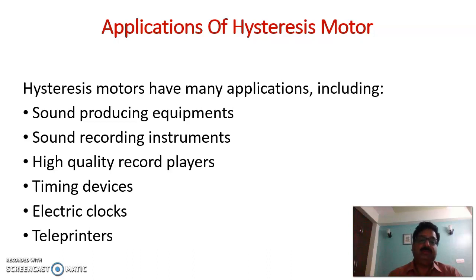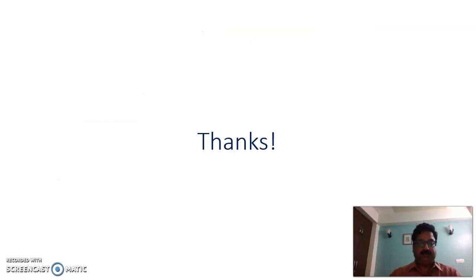This machine is also utilized in timing devices. Timing devices are another application of this hysteresis motor. It is also utilized in electric clocks. We can also see that hysteresis motors are used in trolley printers. These are some applications of this machine. You can also find some applications in your notes as well as in other material sent to you. So this is all about its characteristics and applications. Thank you. Thanks a lot.